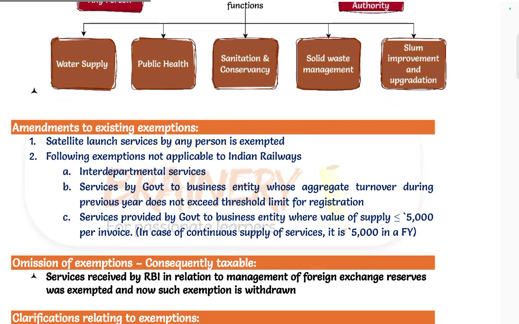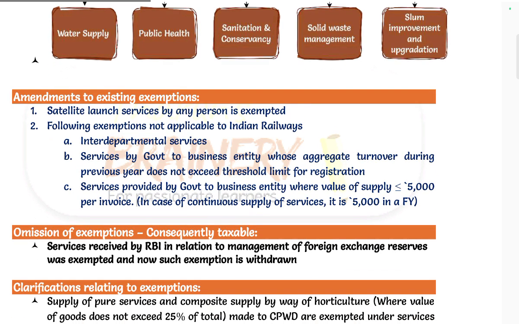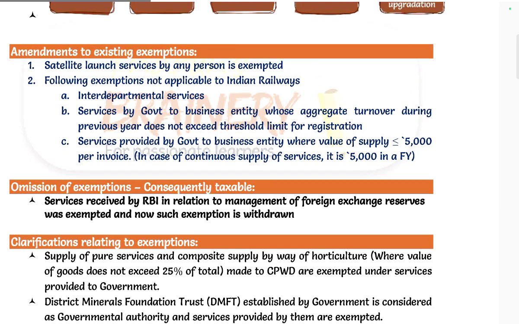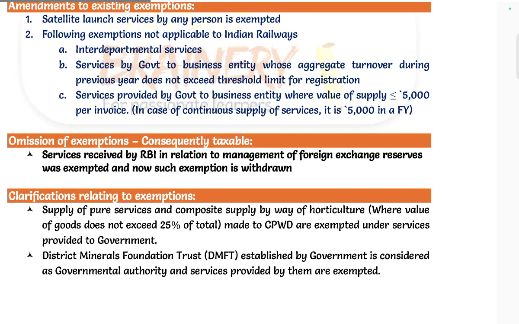Amendment to existing exemption: satellite launch service by any person is exempted. The following exemptions are now available in Indian Railways. Services by government to business entities whose aggregate turnover during the previous year is below the threshold limit for registration, one lakh, are exempted. Services provided by the government to a business entity where the supply is less than 5,000 per invoice, and in the case of continuous supply of service 5,000 per day, are exempted. Omission of the exemption for 5,000 given earlier.